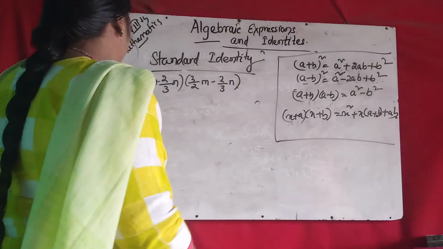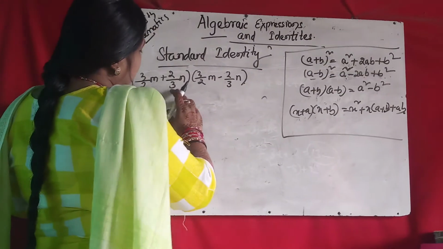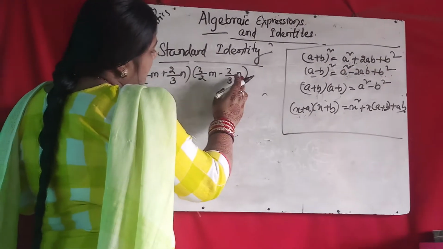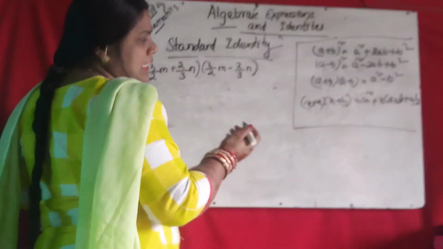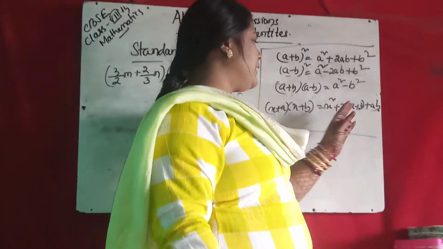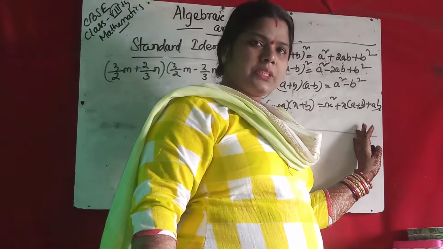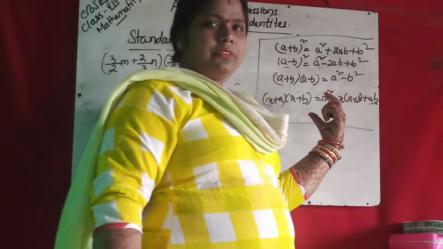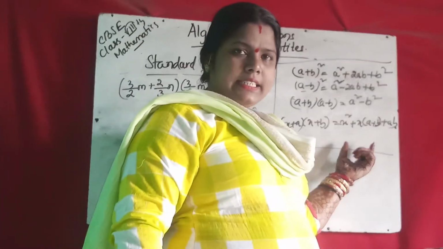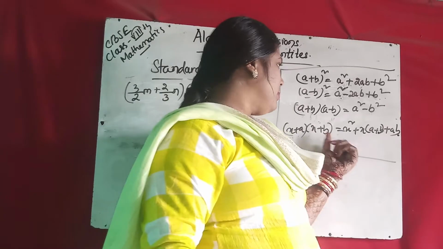Now look at this question: (3/2 m + 2/3 n)(3/2 m − 2/3 n). Which identity is applied here? Not only the left side will be given, the right side may also be given in the question, so you have to convert it into the left side. According to convenience, we use this identity to solve the given problems.